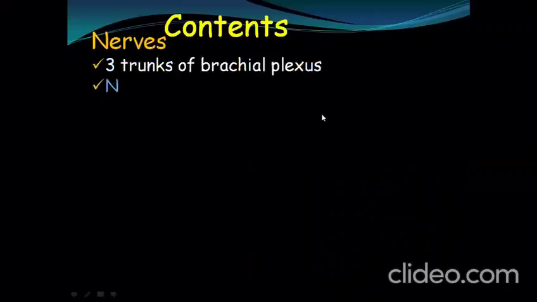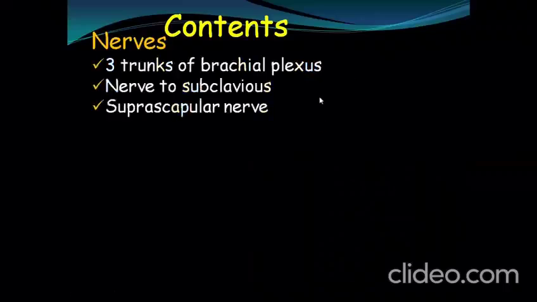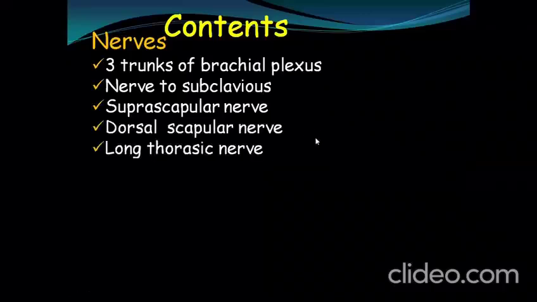First we can see which nerves are present in the posterior triangle. Trunks of brachial plexus, then nerve to subclavius and suprascapular nerve. These two are branches from the upper trunk. Dorsal scapular nerve, the branch from the C5 root. Long thoracic nerve, branch from C5, C6, and C7.